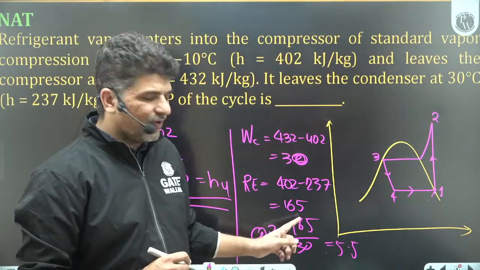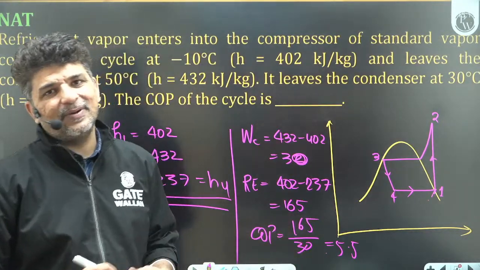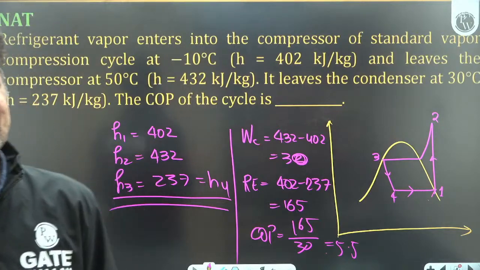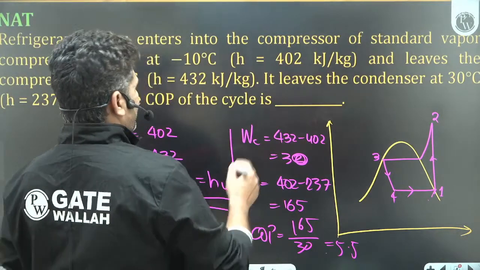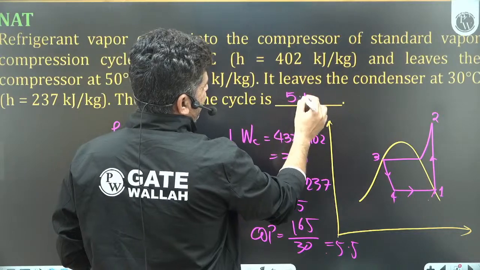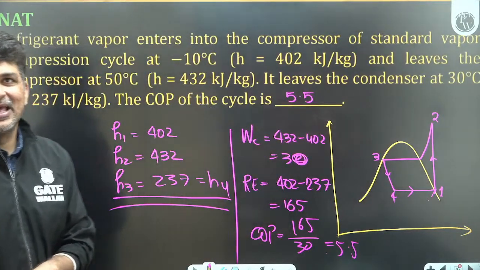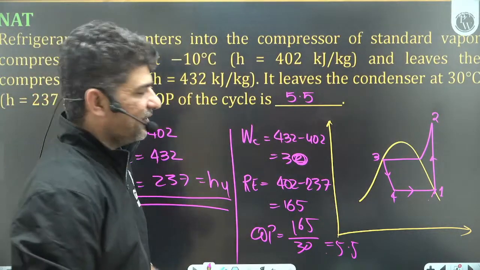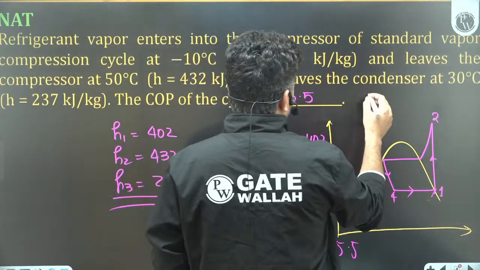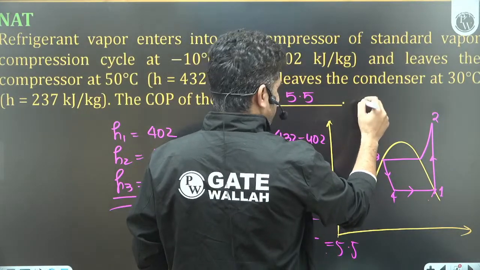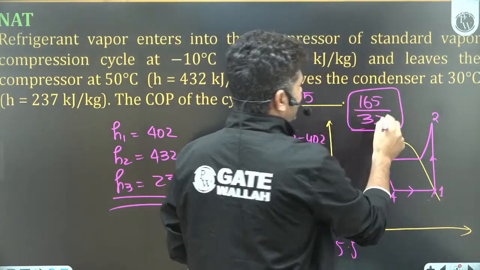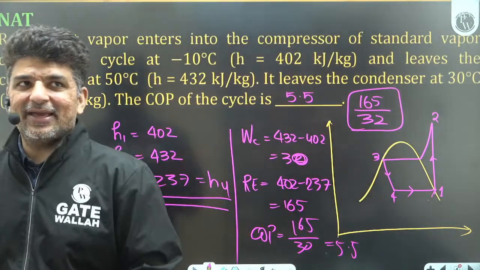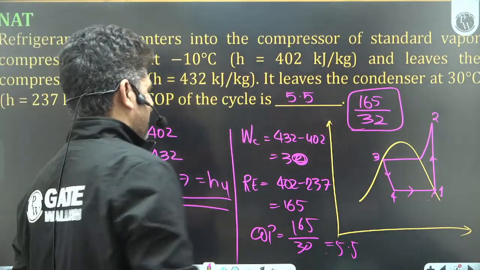So COP you will get as refrigeration effect divided by the work of compressor. So 165 divided by 30, that is 5.5. Okay, so COP of the cycle is 5.5. Why did we get 5.15? Those of you who have got 5.15, you have just calculated 165 divided by 32. Okay, chalo. Anyways, next.